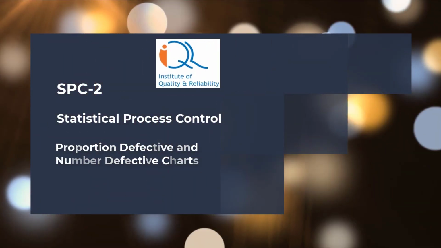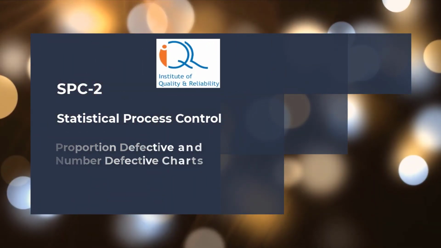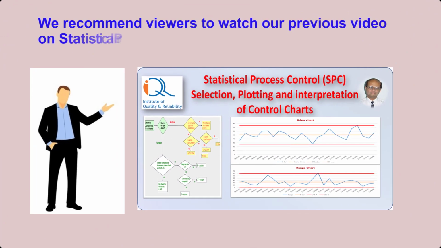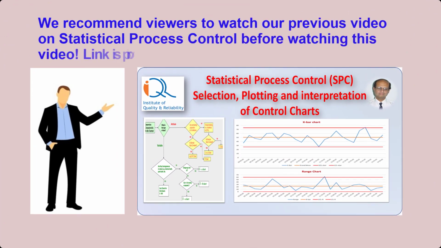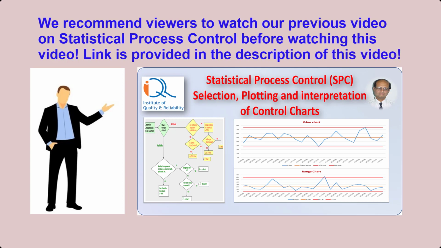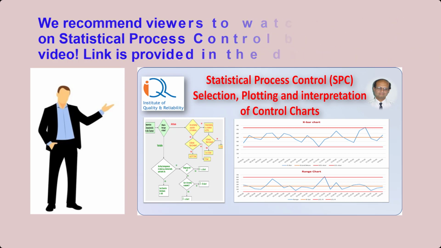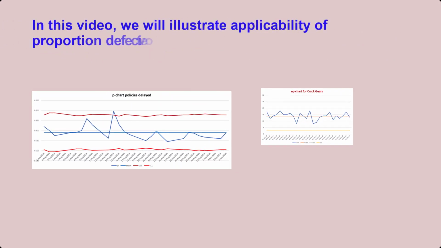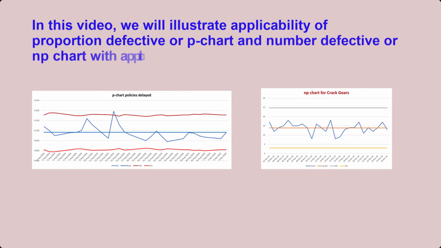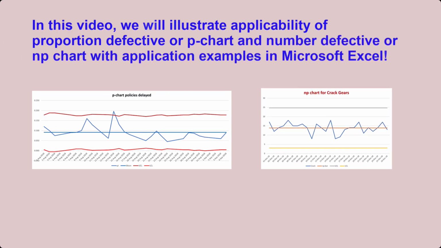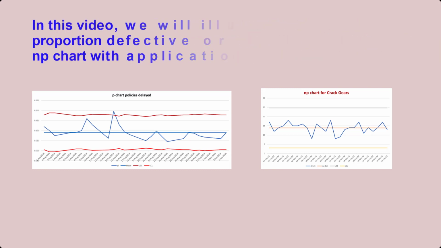SPC-2: Proportion Defective and Number Defective charts. We recommend viewers to watch our previous video on statistical process control before watching this video. Link is provided in the description of this video. In this video, we will illustrate applicability of proportion defective or P chart and number defective or NP chart with application examples in Microsoft Excel.